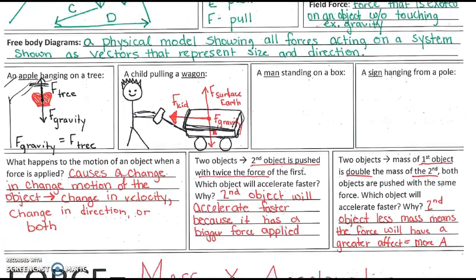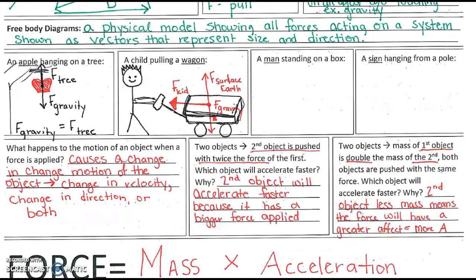And so when we start describing forces, we start looking at free body diagrams. And that's just a model that shows forces acting on a system. And so we start with some basic forces. On the first picture, I have an apple hanging on a tree. You can kind of see my tree and my apple. And so we have the force of gravity, which is always pointing down, and we have the force of the tree pulling up on the apple. The reason why the apple doesn't fall down is because the force of gravity and the force of the tree are equal to each other.